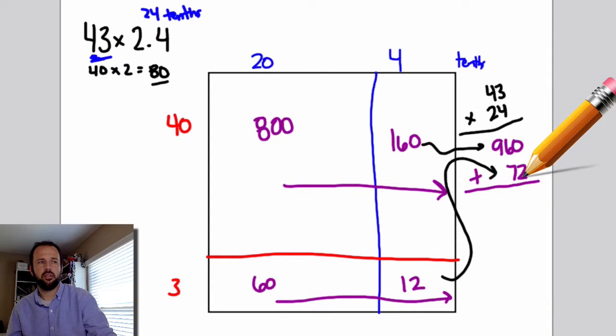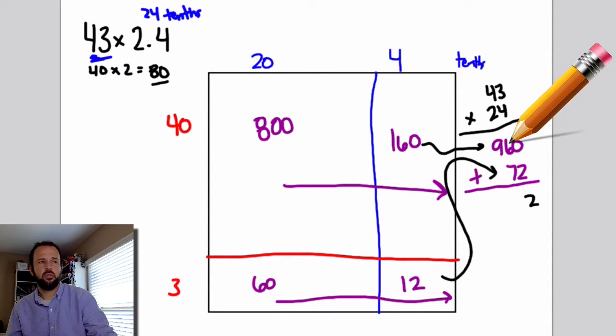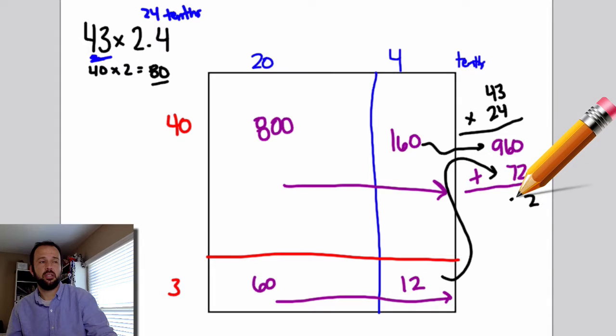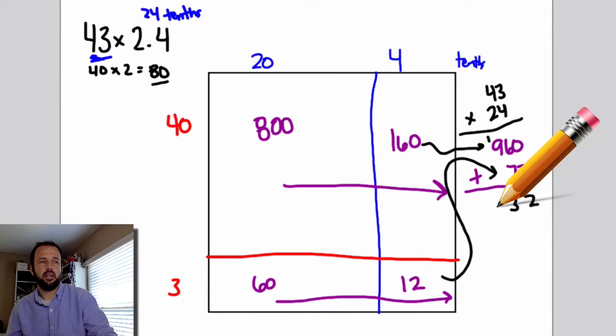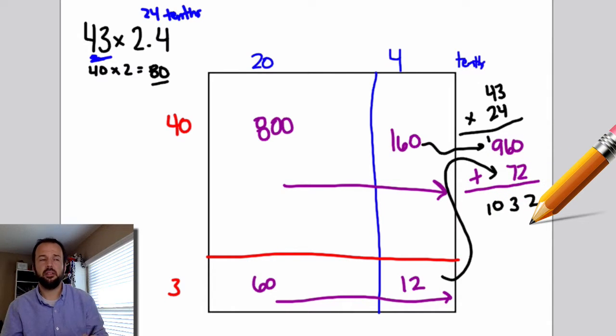Now we're going to add them up, and when we add them up, we're going to get, well, let's see, 0 and 2 is 2, 6 and 7 is 13, and 1 and 9 is 10. 1032. All right, not too shabby. But there's one last thing we've got to do to that number, that 1032.